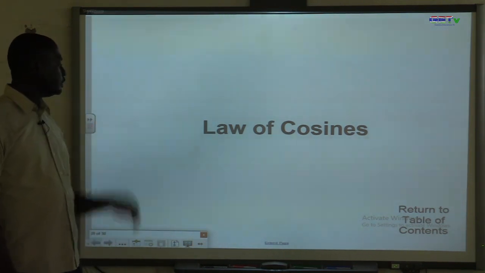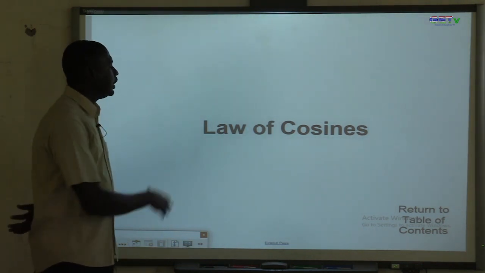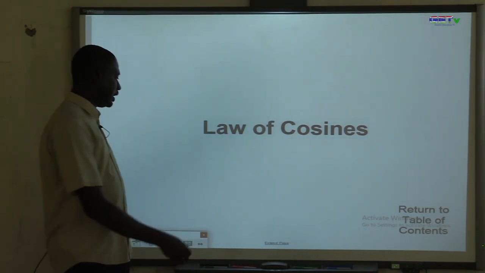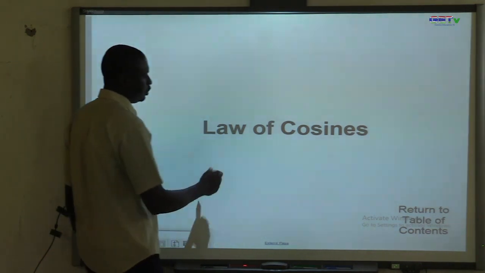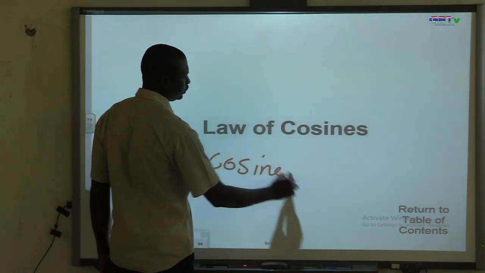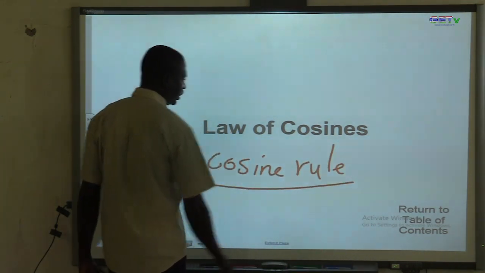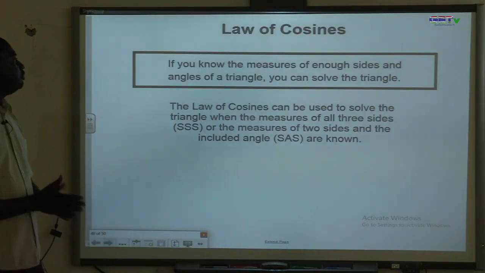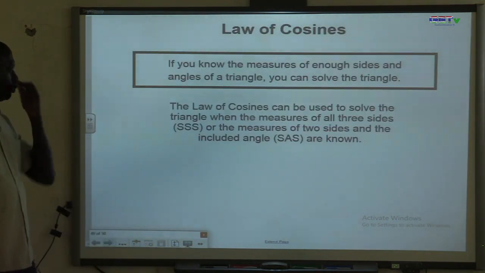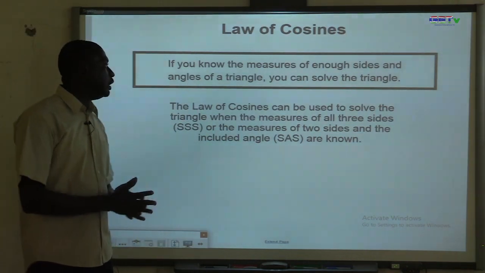Today our lesson is on the cosine rule, the law of cosine, sometimes stated as the cosine rule. It's all the same. Previously, we've discussed the sine law.